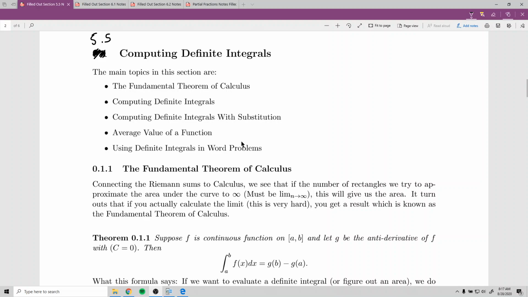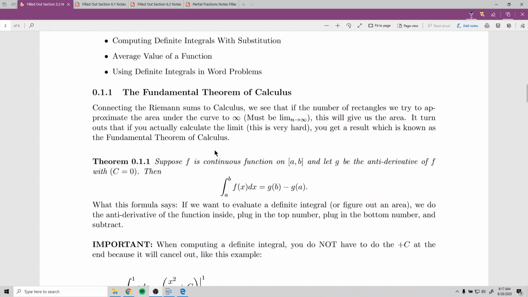And then the last thing is using definite integrals in word problems. Pretty much all of section 6.2, the last one we do, is going to be using definite integrals in our word problems related to business. And so this can be a little preview on how you deal with definite integrals in word problems, set up the problems and everything.